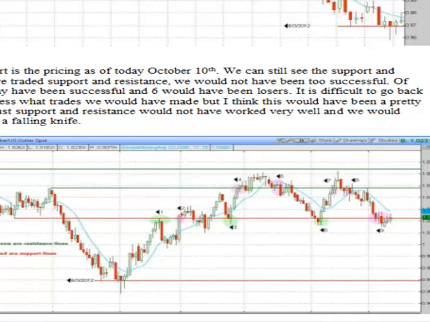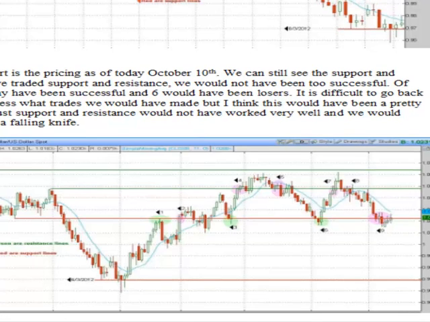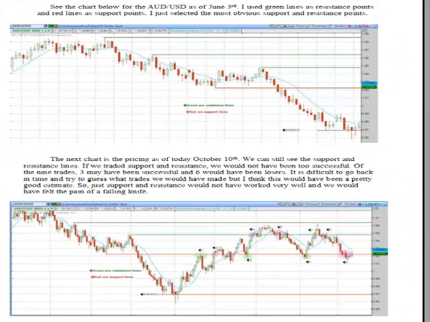If we had traded support and resistance, we wouldn't have been too successful. Of the 9 trades, 3 may have been successful, and they're highlighted in green. And 6 would have been losers. They're highlighted in red. It's difficult to go back in time and try to guess what trades we would have made, but I think this would have been a pretty good estimate. So just support and resistance would not have worked very well, and we would have felt the pain of a falling knife.